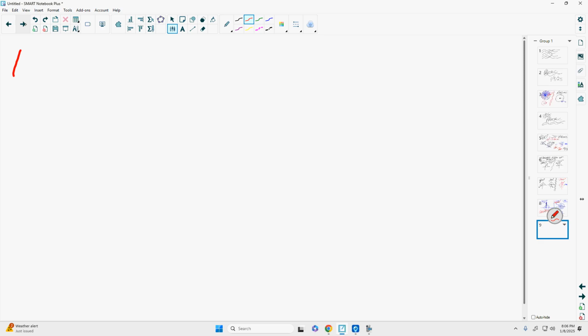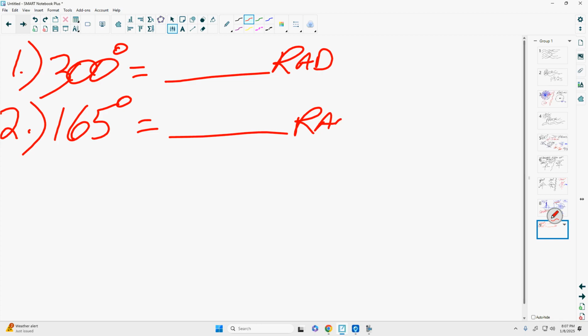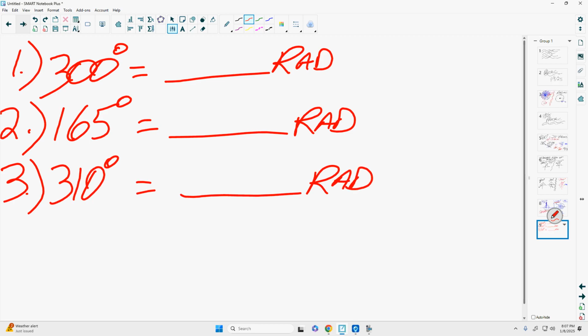Question number 1. I want you to convert 300 degrees to radians. Question number 2. I want you to convert 165 degrees into radians. Question number 3. Let's go crazy and do 310 degrees into radians. No decimals. I just want simplified fractions. Just simplified fractions.